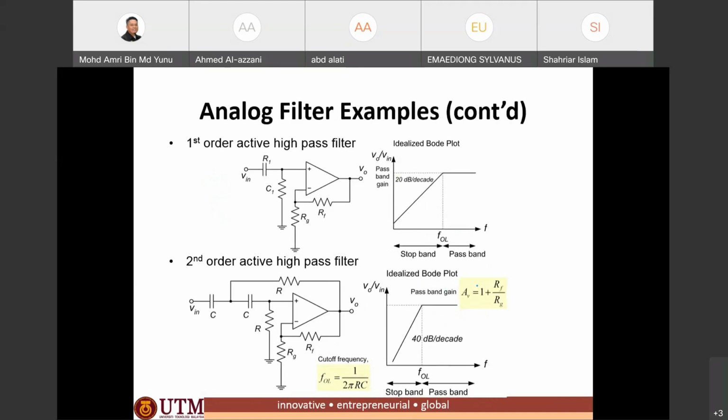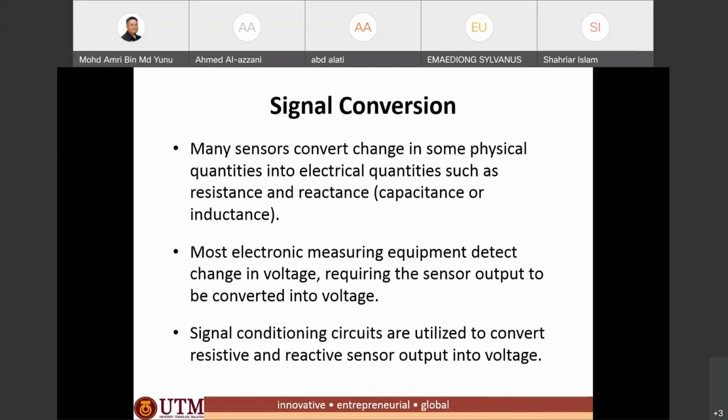Similarly, we have a high pass on the other side. Anything above the cutoff frequency will be allowed, but below will be removed. The slope for first order is around 20 dB per decade, and for second order is around 40 dB per decade. So those are the signal filter examples.